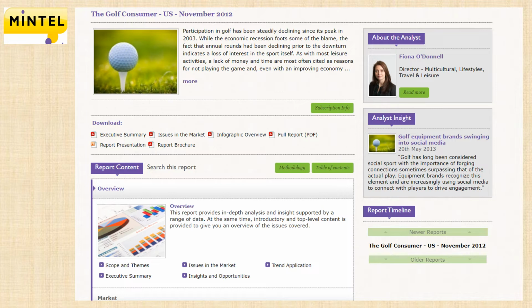Here's the information about the golf consumer from 2012. It has an executive summary. It has issues in the market. It has an infographic overview. It has a full report that you can download, and it has a PowerPoint along with it, and it has a number of tables that are developed by the survey research that they have conducted in this product category. So Mintel is another good place to look.